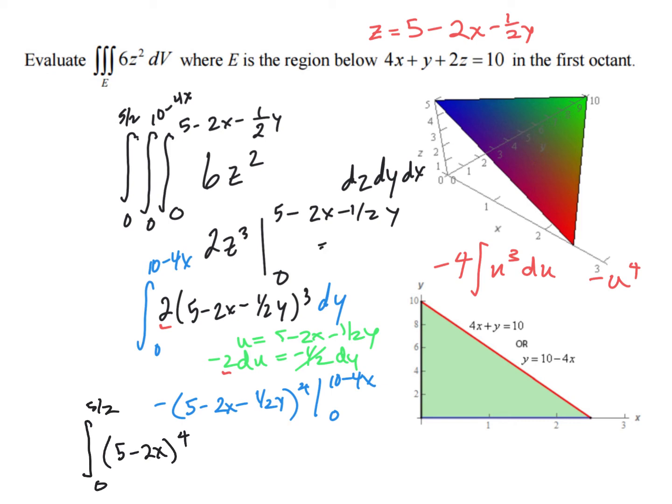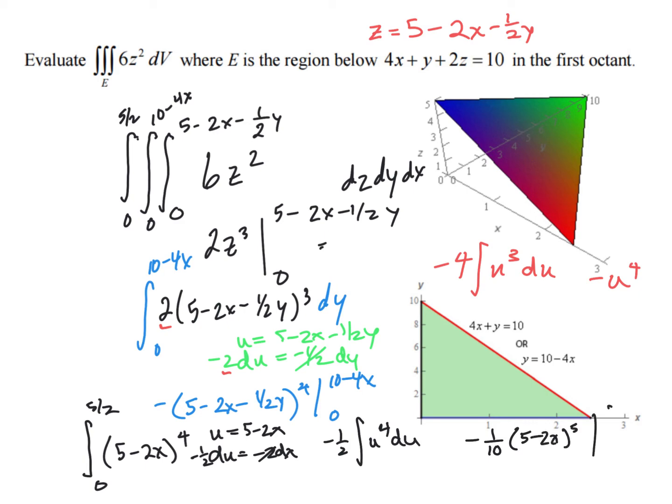Well, think substitution again. If u is 5 minus 2x, the derivative of that is negative 2. So you have to divide by that negative 1/2. So we got negative 1/2 u to the 4th, excuse me, getting ahead of myself here. Raise the power, divide. We got negative 1/10 u to the 5th. Evaluate at 2.5, 5/2, and 0.